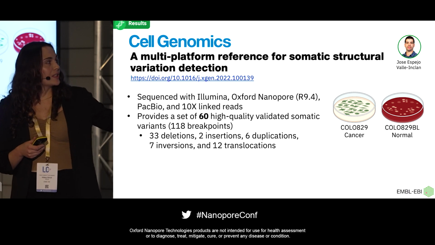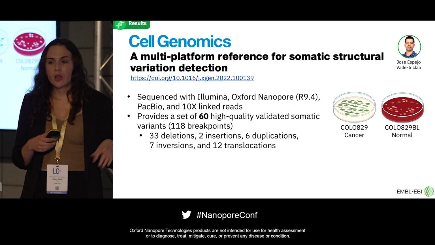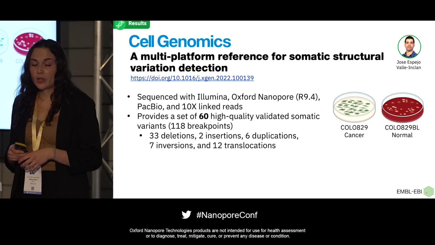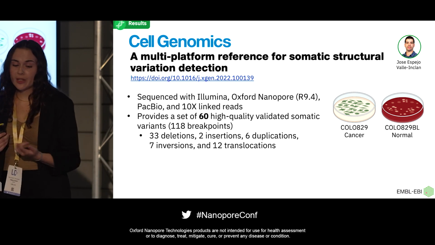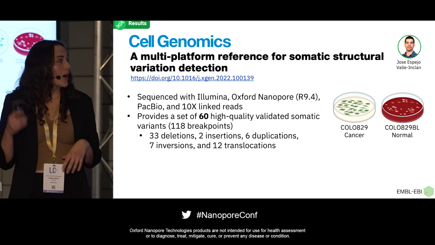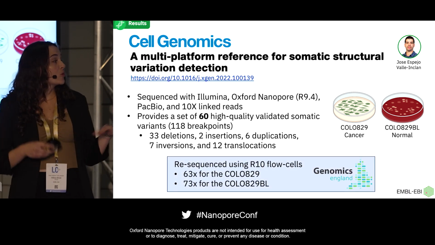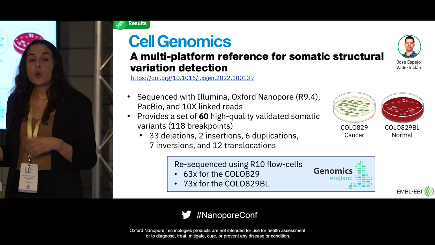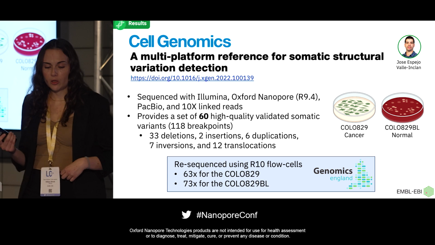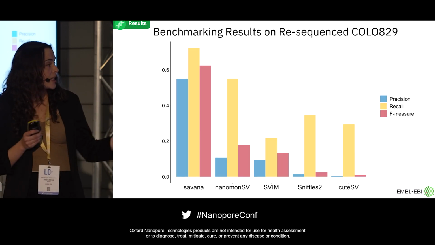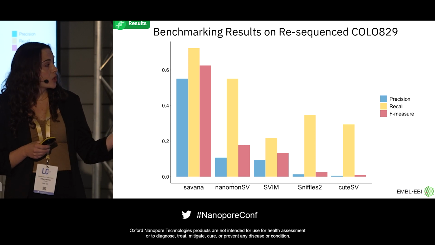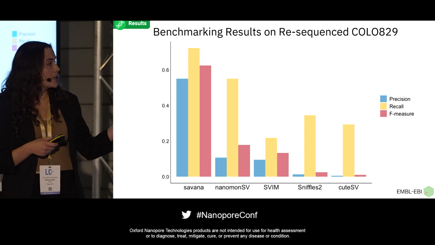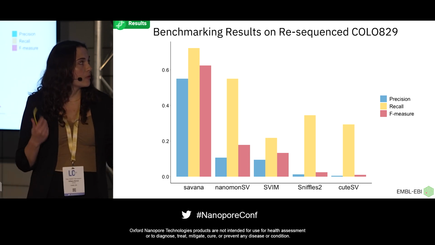But as I noted on this slide, the Oxford Nanopore data was sequenced with R9 technology, and it was sequenced and base called in 2017. So as we all know, there's been a large jump in the accuracy of nanopore calling in this time. So with our friends at Genomics England, we resequenced COLO 829 using R10 flow cells, and we've got the following coverages. So we were able to perform benchmarking on this newer version of COLO 829 data. And you can see this is the benchmarking on this resequenced COLO 829. This is using all the default and recommended parameters for these tools. And we can see that with SAVANA, we've gotten the best precision, recall, and F measure on this data.